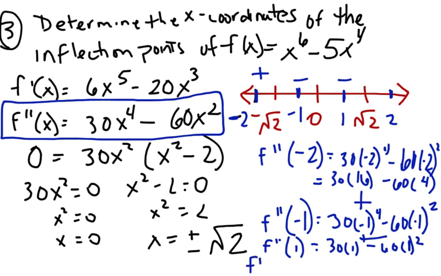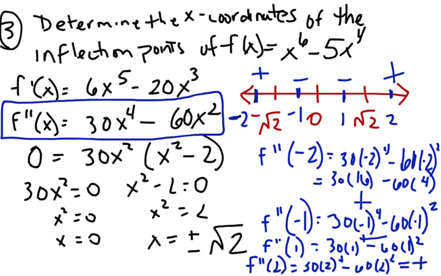And last, f double prime of positive 2 is 30 times 2 to the 4th minus 60 times 2 squared. I'm running out of room. That is going to come out to a positive quantity, 30 times 16 minus 60 times 4. Positive quantity, yes. So positive here.